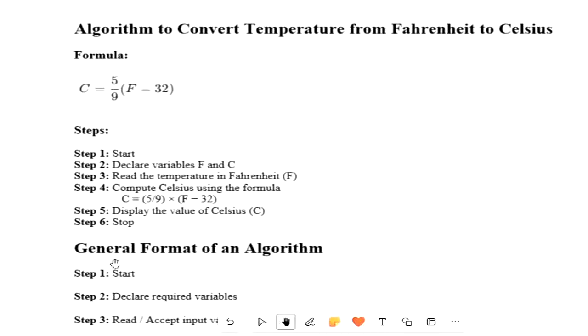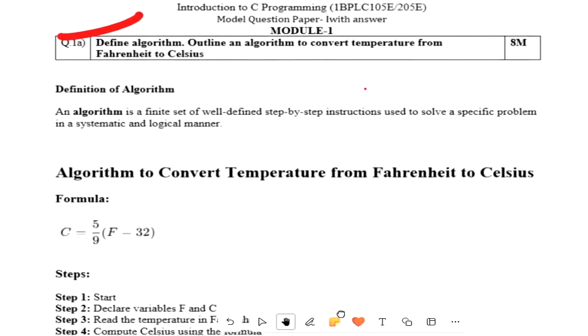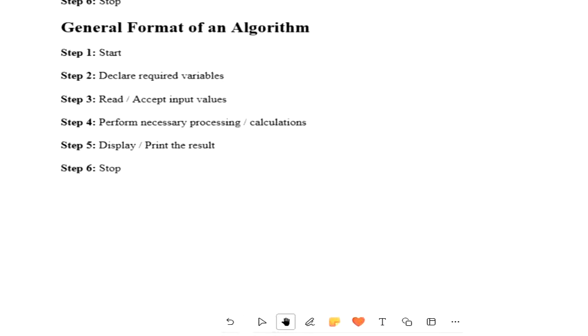Now what I have given is the general format of the algorithm. This you can just go through. If you want you can write it, or you can leave it. So usually this question is for 8 marks. So the next question is for 5 marks.